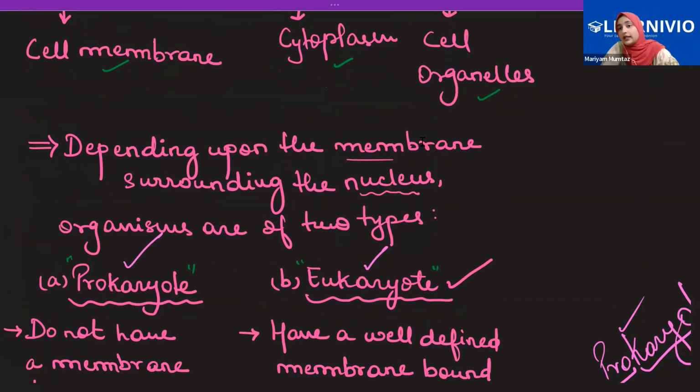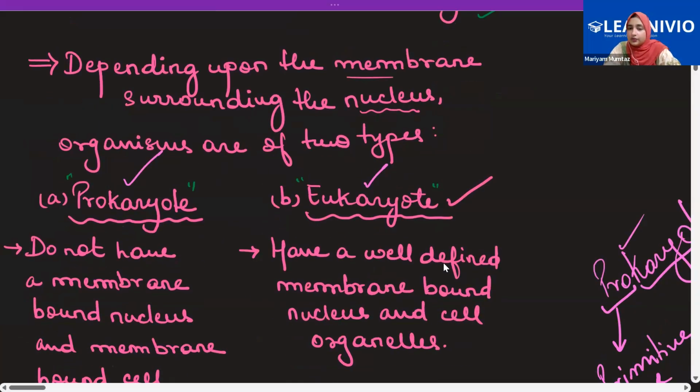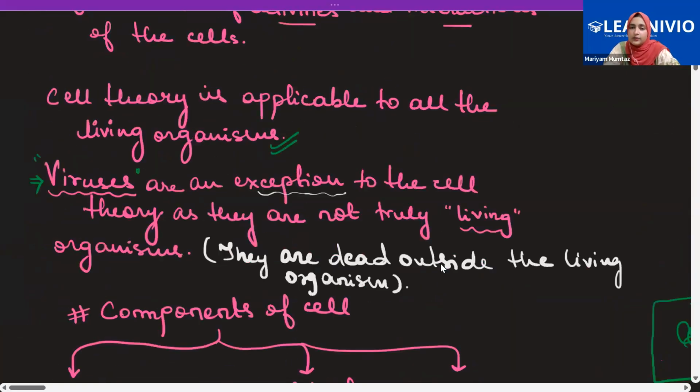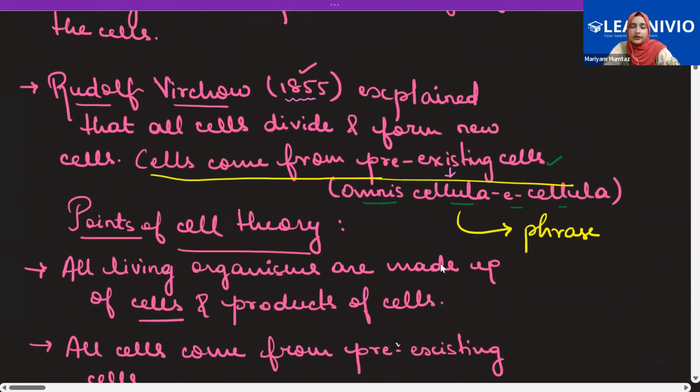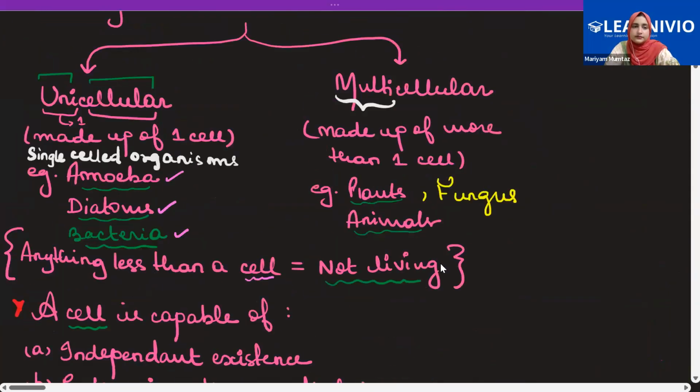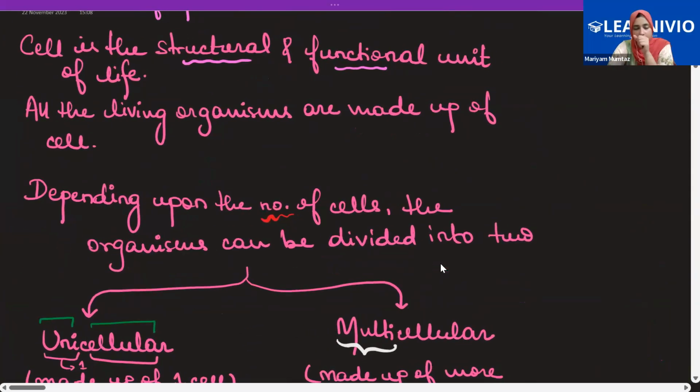Well-defined membrane-bound nucleus. Okay, the membrane-bound nucleus is the main differentiating feature between the prokaryote and the eukaryote. So when we talk about the different types of organisms, depending upon the nuclear membrane, meaning the membrane surrounding the nucleus, there is your prokaryote and your eukaryote. But before this, you note down till here, then we'll move forward, okay? Okay.